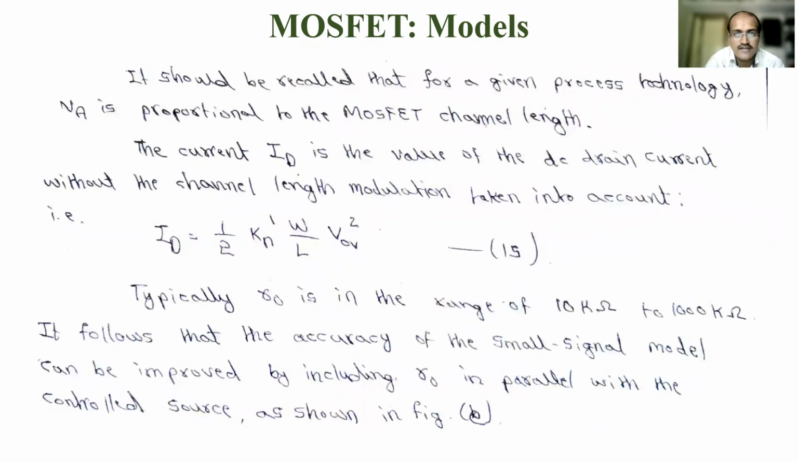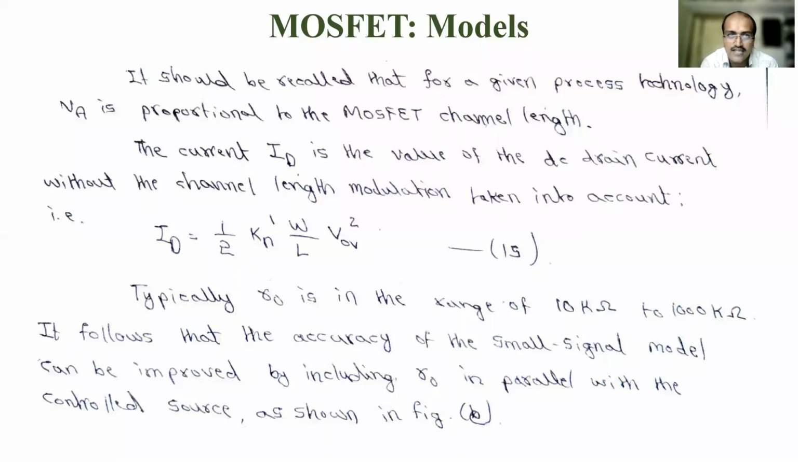Before that, I will explain a little bit. It should be recalled that for a given process technology, VA is proportional to the MOSFET channel length. VA is something I have used, and it is proportional to the channel length. What is the channel? I showed you the very first MOSFET. There are n plus regions. When you apply a drain voltage, electrons will flow and it will form a channel, right?